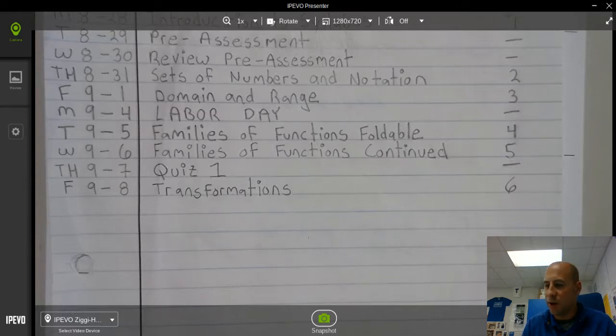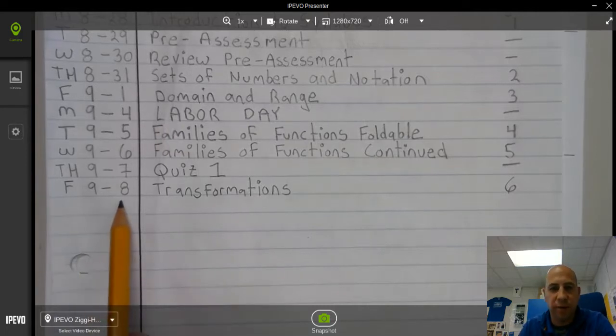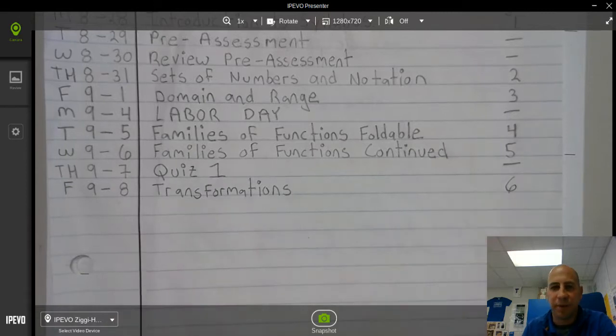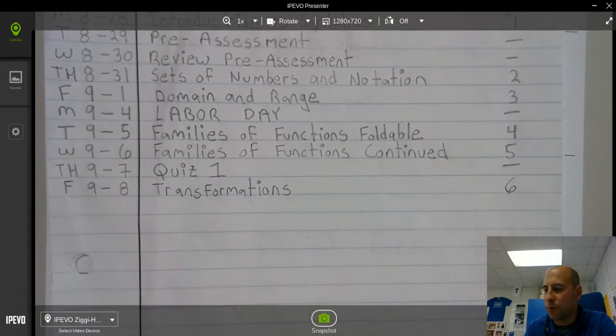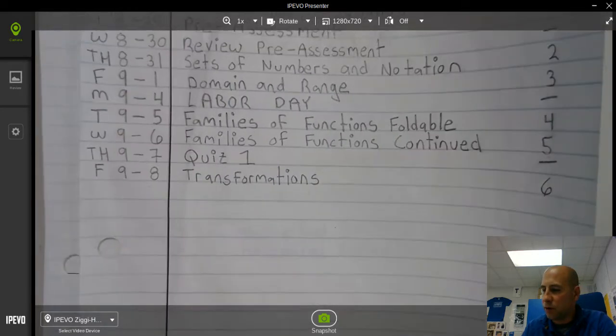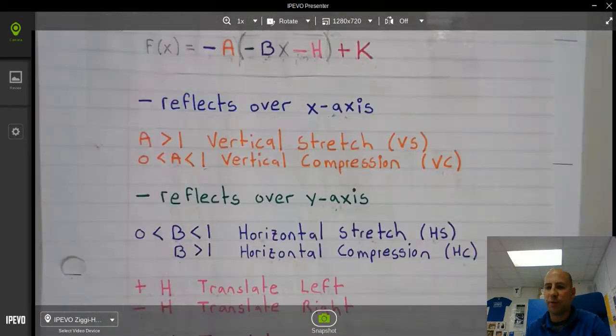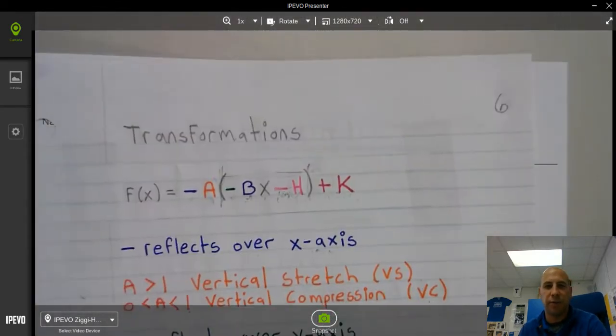Today here at Disney Wildcats, we're going to talk to you about transformations, okay? And that's going to be on Friday, September 8th, and that's going to be the 6th page of your journal. So if you would, pause the video and update your table of contents. All right, now Disney Wildcat table of contents are updated. Let's take a look at transformations.